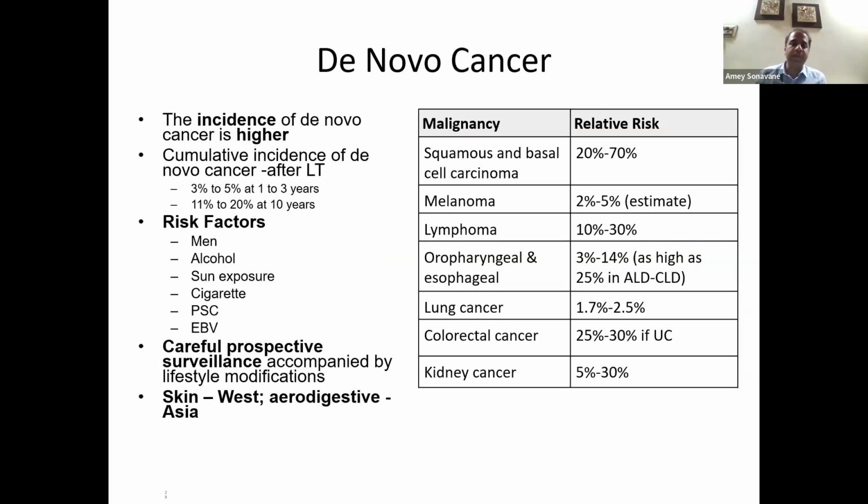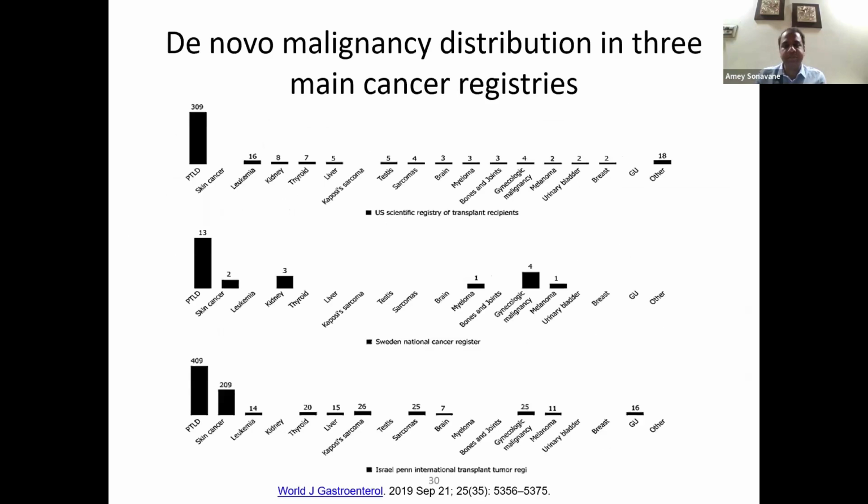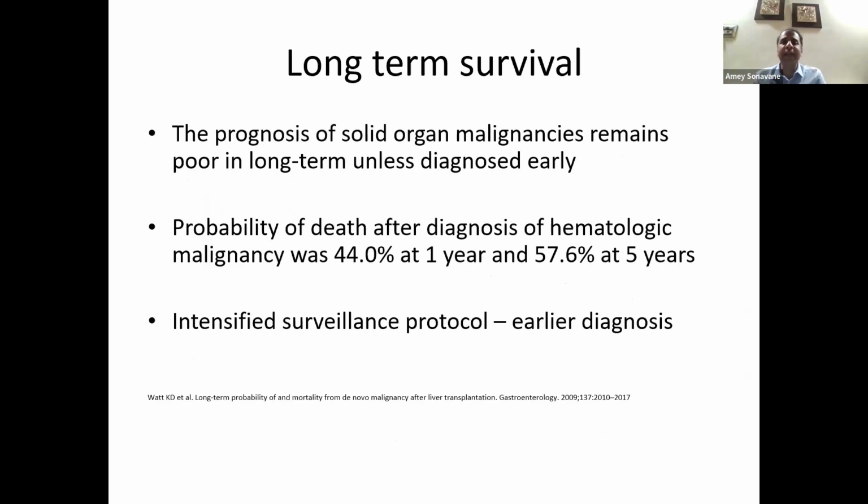And the risk factors include male sex, alcohol, sun exposure, cigarette smoking, PSC, as well as the Epstein-Barr virus. And we need to have good surveillance protocols in place to identify these patients who might develop a malignancy post-transplantation. And this is a relative risk table which shows the relative risk of patients who develop de novo malignancy post-transplantation. If we look at all the registries, again, it shows a very high incidence of post-transplant lymphoproliferative disorders in patients who have any transplantation and who survive for long.